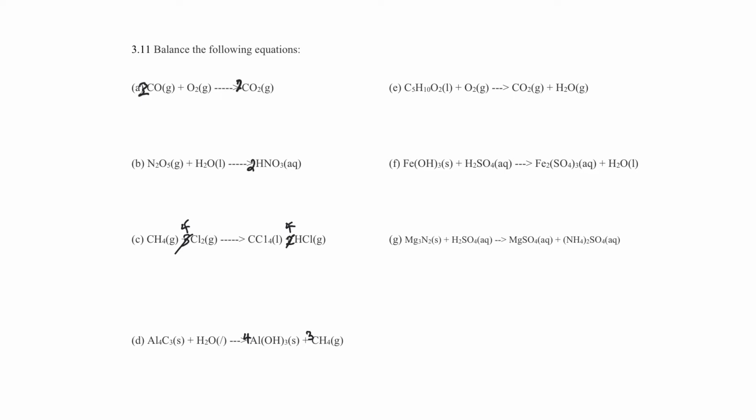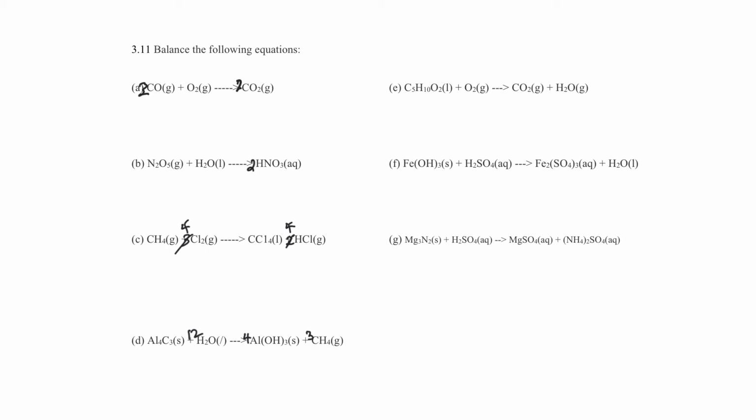So I need 12 oxygens. That means I'm going to have 12 waters because there's 1 oxygen in each. Now let's see what happens to my hydrogens. 2 times 12 is 24. I've got 3 hydrogens times 4 is 12, plus 3 times 4 is 12. 12 and 12 is 24. Yeah, there it is. So it's 1, 12, 4, 3. All right, E.